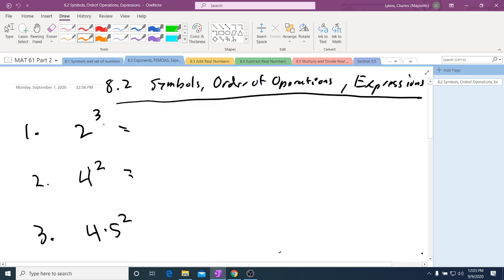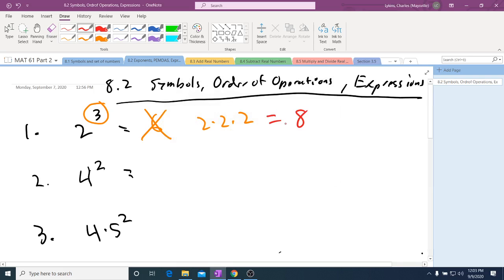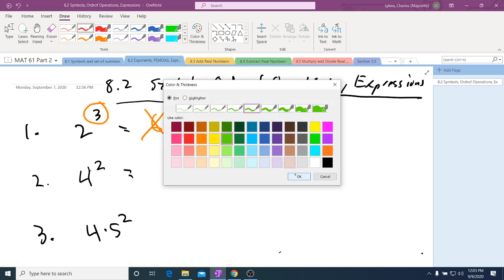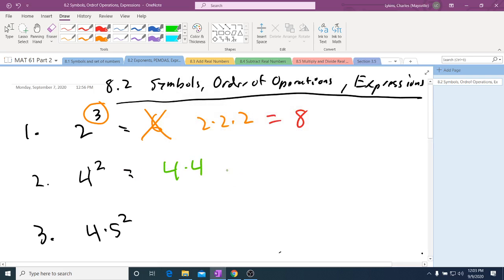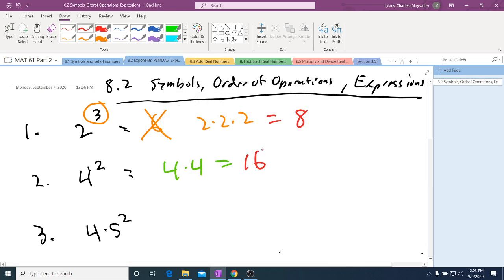So 2 to the third power is not 6. What 2 to the third power is, is 2 times 2 times 2. Now notice, I multiply 2 by itself 3 times. So 2 to the third power is 8. Now what about 4 squared? 4 squared is the same as saying 4 times 4, and 4 times 4 is 16. Now these are review of what we've learned so far.